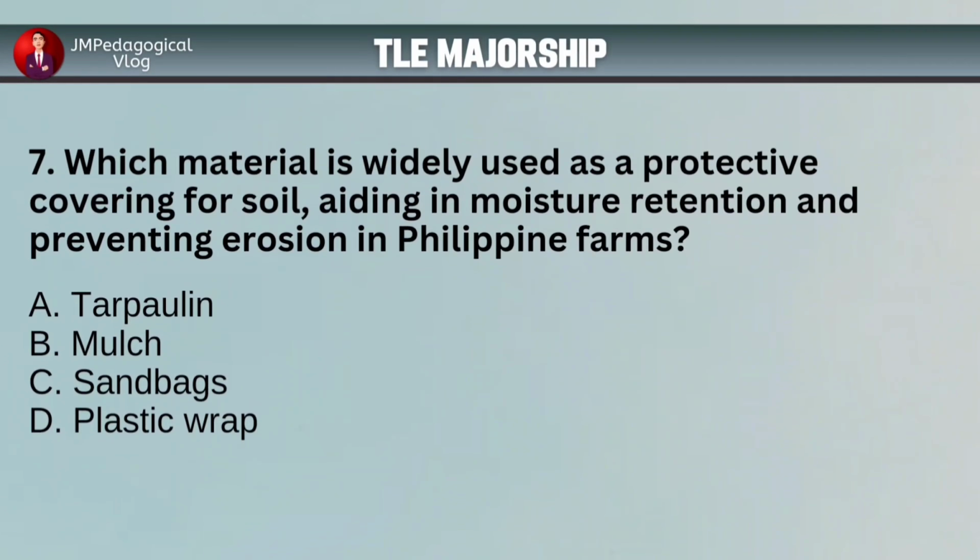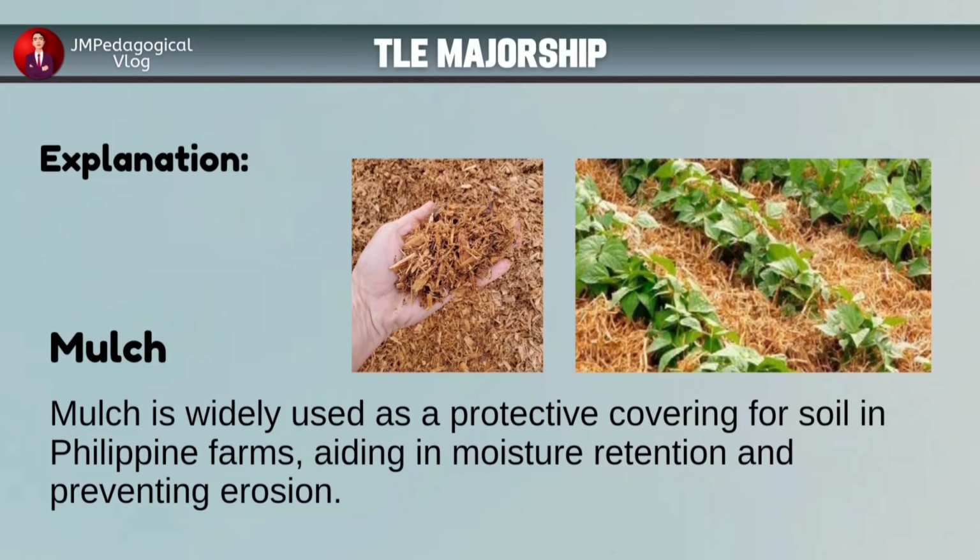7. Which material is widely used as a protective covering for soil, aiding in moisture retention and preventing erosion in Philippine farms? A. Tarpaulin. B. Mulch. C. Sandbags. D. Plastic wrap. B. Mulch. Explanation: Mulch is widely used as a protective covering for soil in Philippine farms, aiding in moisture retention and preventing erosion.